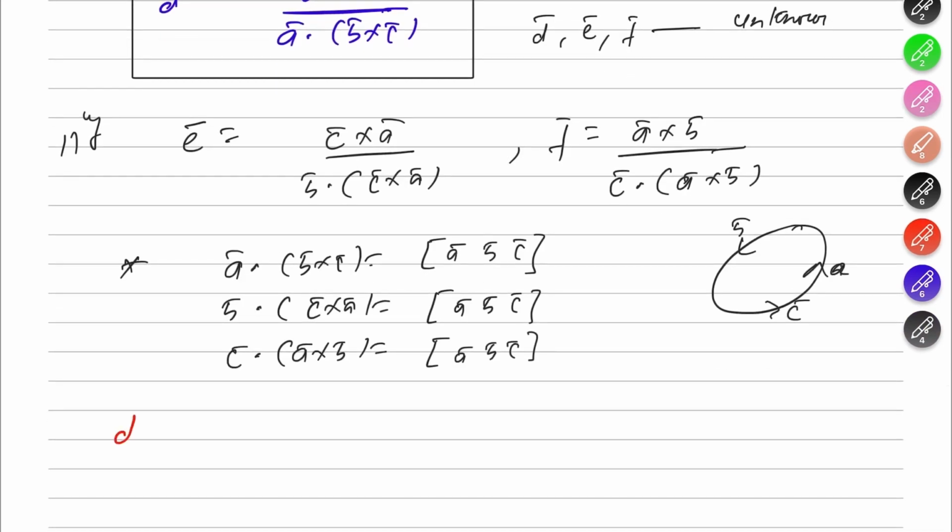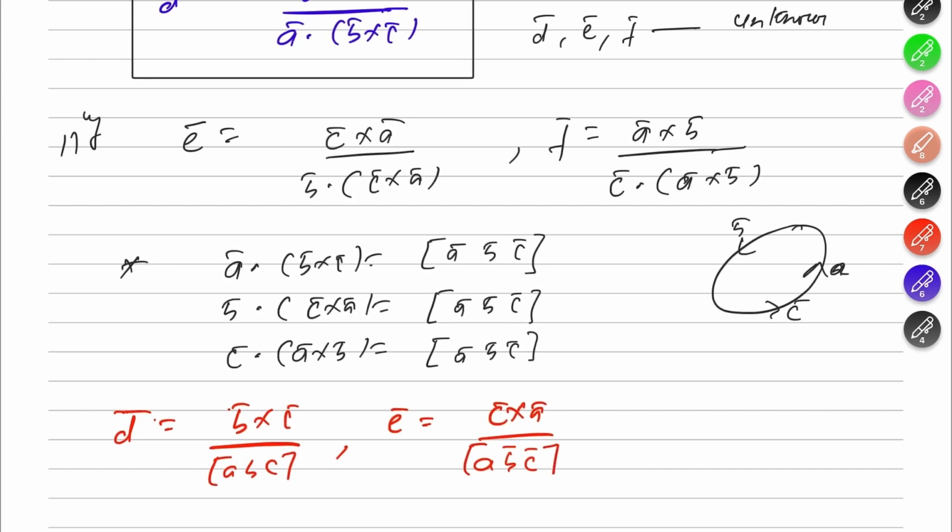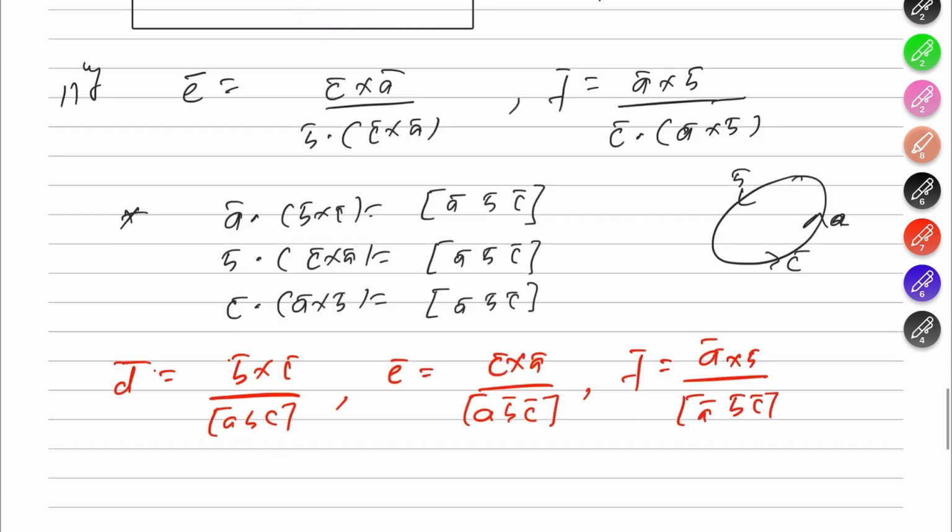So that means vector D can be written as B cross C upon box of A, B, C. Vector E can be written as C cross A divided by box of A, B, C. And vector F can also be written as A cross B divided by box of A, B, C.